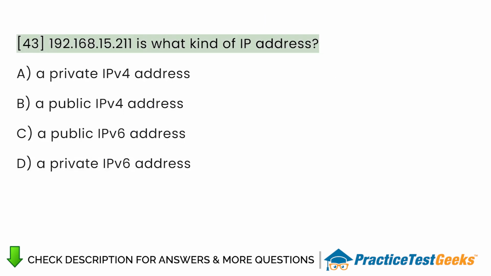192.168.15.211 is what kind of IP address? A. A private IPv4 address. B. A public IPv4 address. C. A public IPv6 address. D. A private IPv6 address.